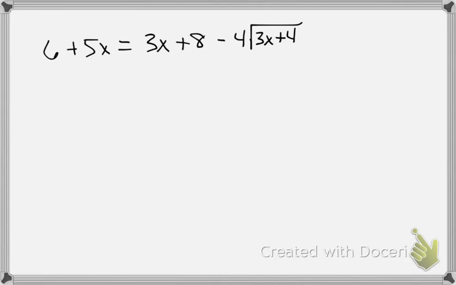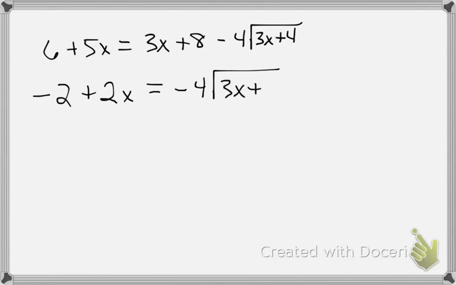All right, so what should I do next? Subtract 3x. So for my next line, what should I write if I'm subtracting the 3x and subtracting the 8? Negative 2 plus 2x, okay. Negative 4 square root of 3x plus 4 equals negative 4 square root of 3x plus 4.